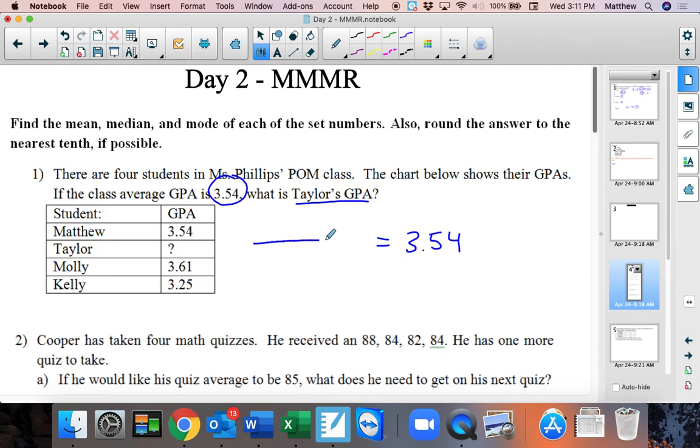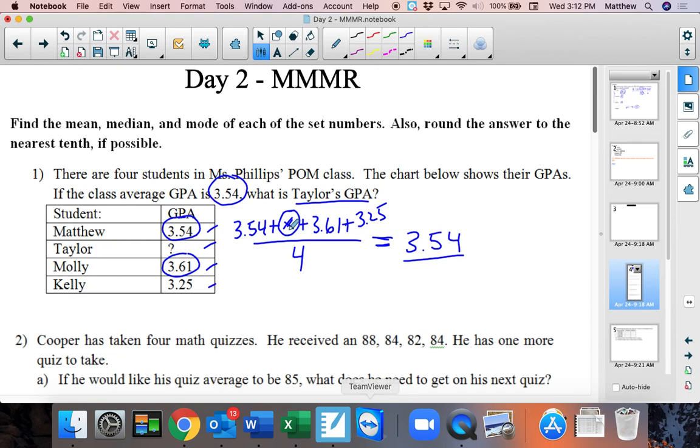And we need to remember, how do we find our average? Well, it's all the values, so the 3.54 from Matthew, plus I don't know what Taylor's is, so I'll call it X, plus the 3.61 from Molly, and I'm running out of space, sorry, the 3.25 from Kelly, all divided by 4, right? I've got 1, 2, 3, 4. I didn't know one of them, but I know that the average is 3.54, so how could I solve for X? So think about that for a minute.